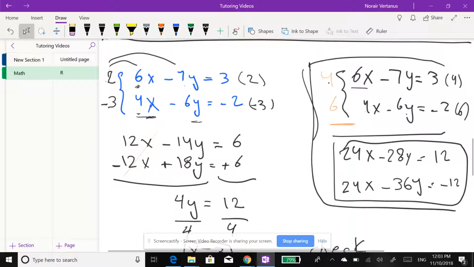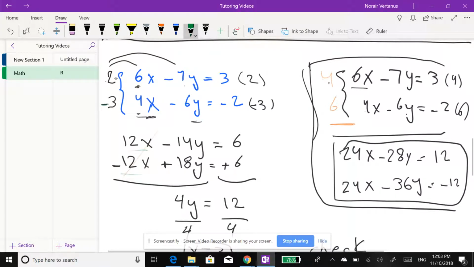I picked negative 3 because it's better to multiply one of them by a negative to have these two be opposites. You see, this is negative 12 and the other one is positive 12, the opposite of each other. Because later, when I add the left sides together and the right sides together, on the left side these two cancel easily. So let's go back: the common multiple is 12.